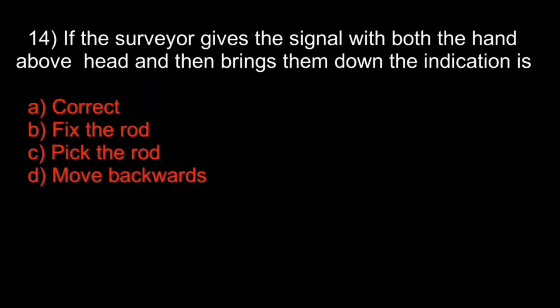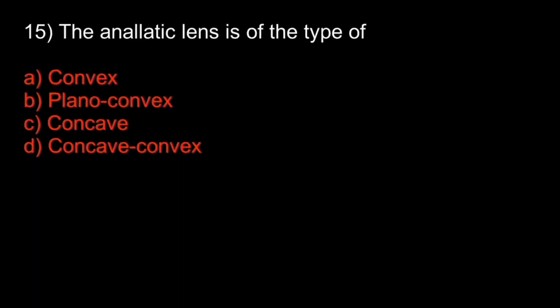Now the next question. If the surveyor gives the signal with both hands above the head and then brings them down, the indication is: option A, correct; option B, fix the road; option C, pick the road; option D, move backwards. And the answer is option A, correct. If the surveyor gives the signal with both hands above the head and then brings them down, the indication is that it's okay, it's correct.